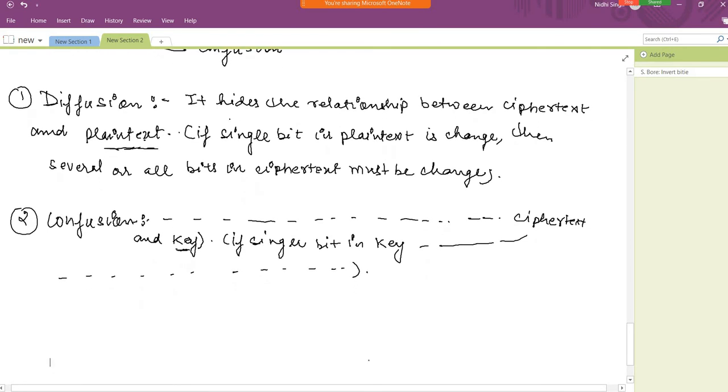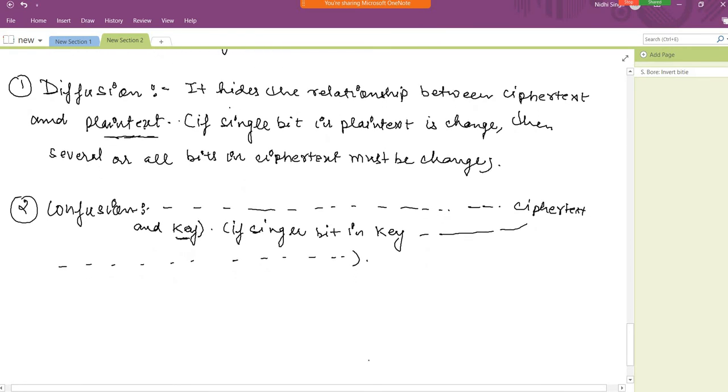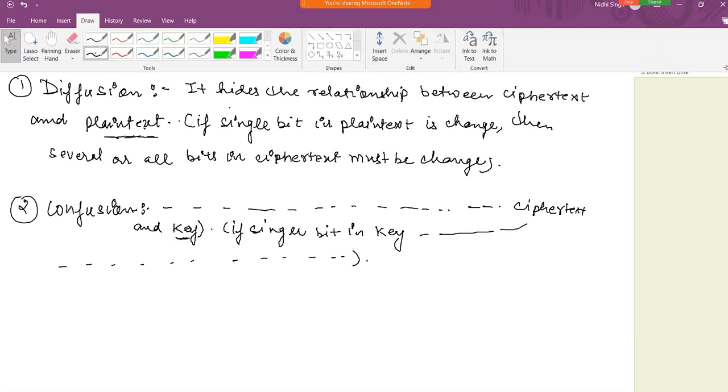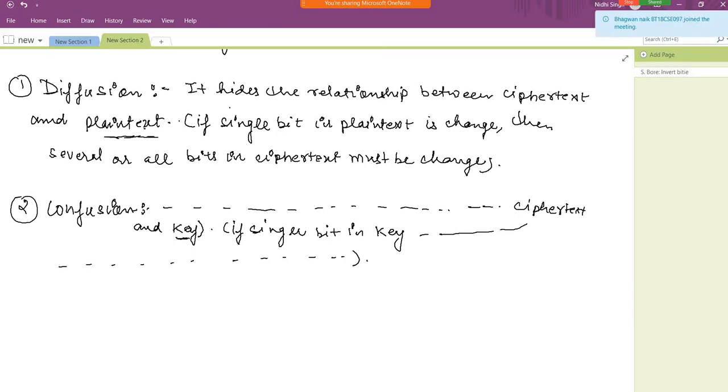Brother, we have said big things, that if one bit changes then all our bits should change, but how will these big claims be achieved? So in order to achieve this, we have to use the iteration procedure, and this iteration procedure is known as a round. So if your cipher algorithm or the decipher algorithm has more number of rounds, then your cryptographic algorithm will be treated as more secure.